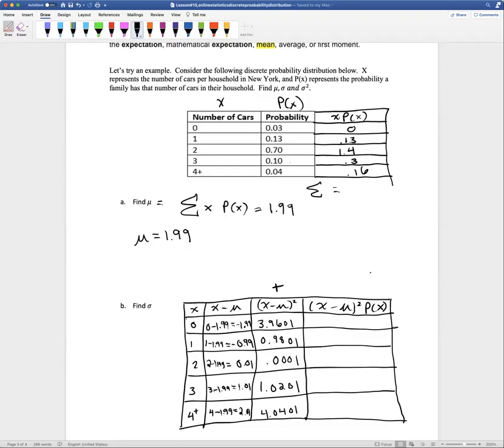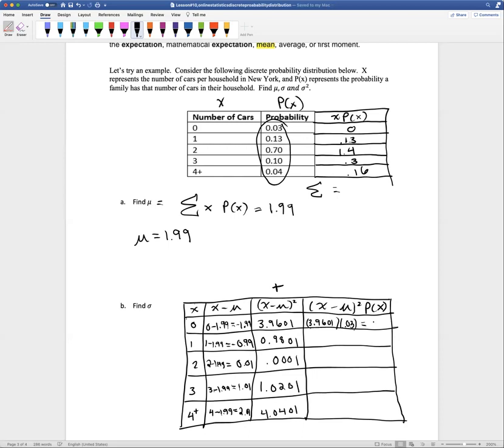Okay, now this last column, we're going to take whatever we have in this column, x minus mu squared, and now multiply it by their indicated probability. So we're going to multiply it by this p of x over here. The probability we have zero cars is 0.03. So I'm going to multiply 3.9601, whatever we get in this column, by the probability, which is 0.03, and then record what we get over here.